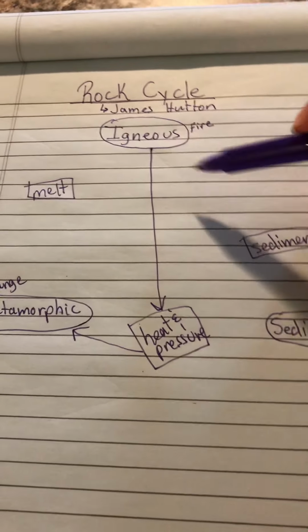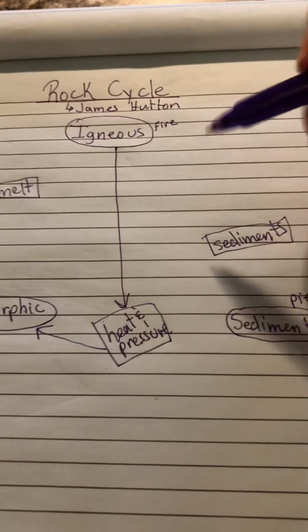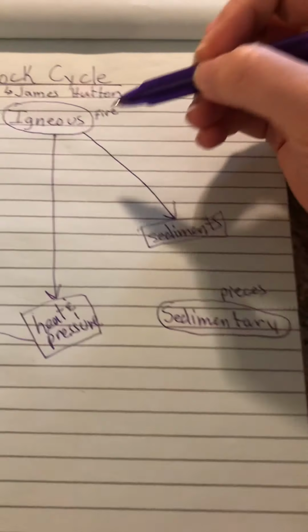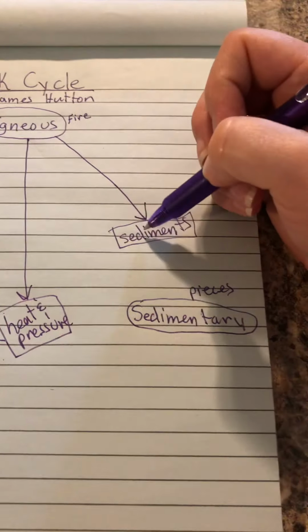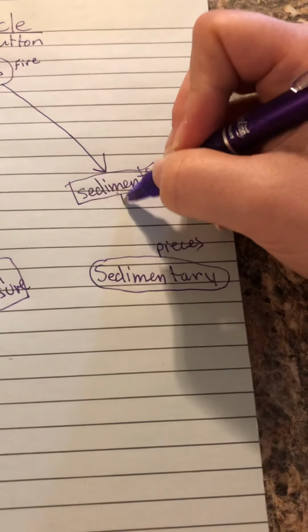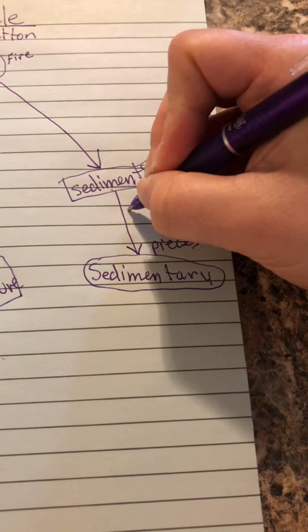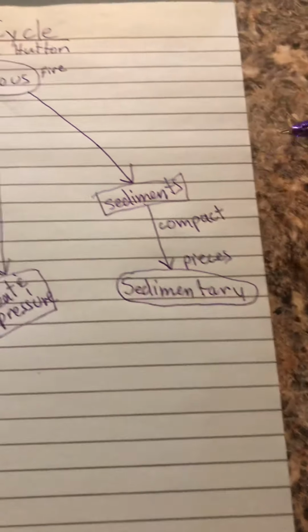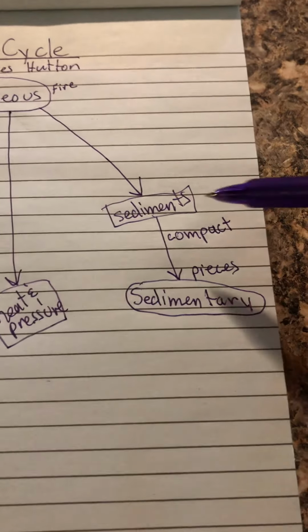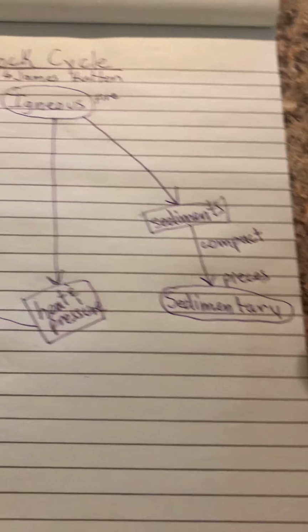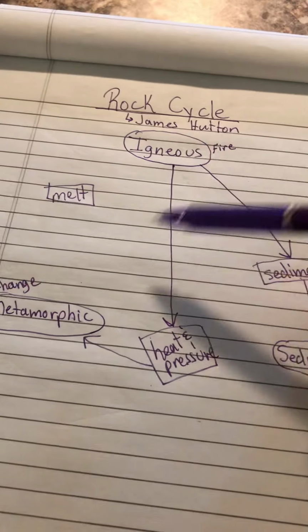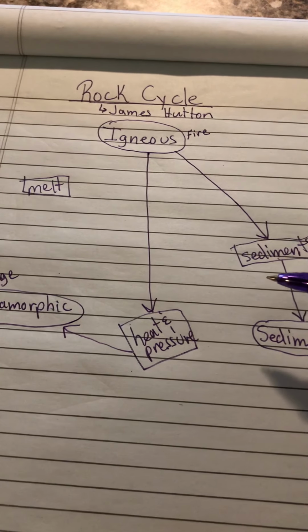Okay, so can an igneous rock turn into sedimentary? Yes, it can. How? Well, it's going to have to kind of chip away. As long as the igneous rock breaks down and turns into sediments, those sediments, I'm going to write the word compact here, must compact. That means they must stick together to form a rock, and then it can be a sedimentary rock. So we've created the path for igneous to turn into a metamorphic and an igneous to turn into a sedimentary.